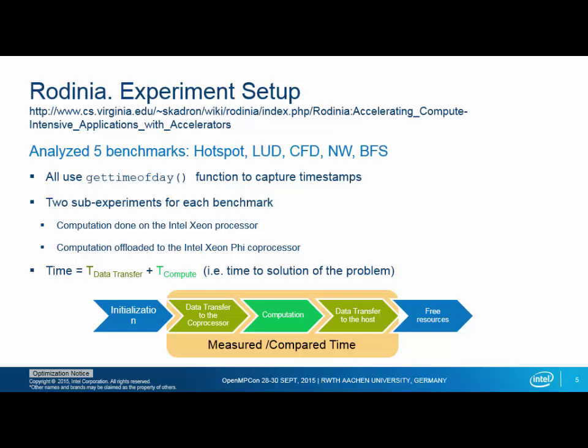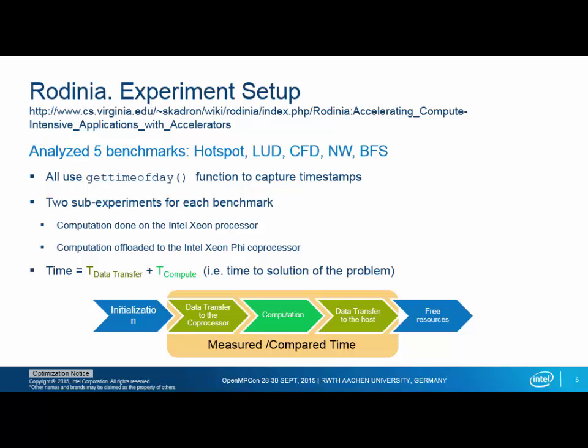For each benchmark we chose from the Rodinia suite, we did two experiments. The first one, when all computation is done on the Xeon Phi. And the second one, when your application starts on the Xeon, but the computational part is offloaded to the Xeon Phi. We measured only computation time, and in case of offloading, we also measured data transfers that happen when you upload data to the coprocessor and return results back.